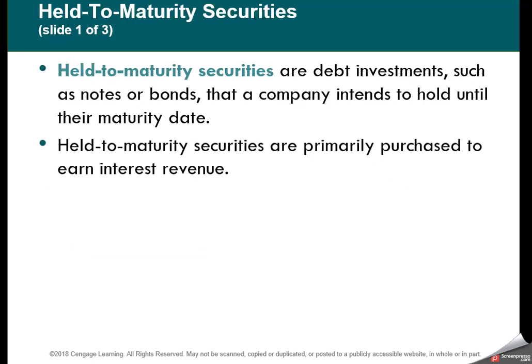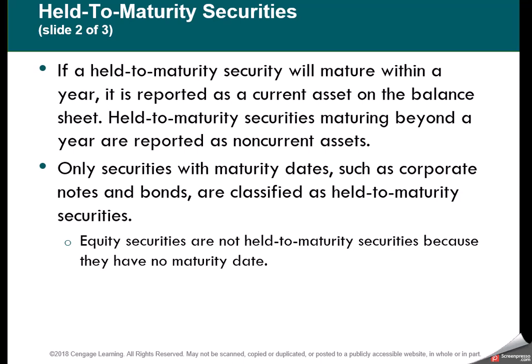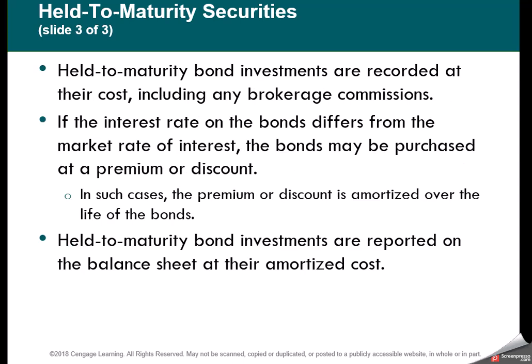Now, held to maturity, the company has to have the ability and the intention to hold that investment to the maturity date. Say it's like a bond and it's going to go out 10 years. They have to have the ability and the intention to do it in order to classify it as held to maturity. So notice what it says here: equity securities are not held to maturity because they don't have a maturity date. So it's really only primarily bonds. It could be a note, but bonds are much more common to invest in.